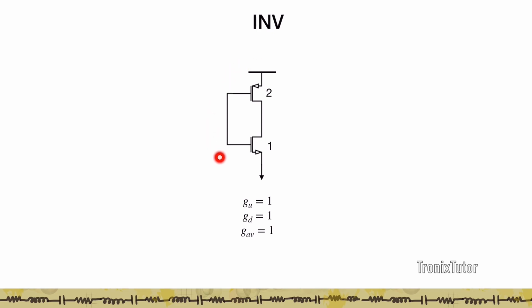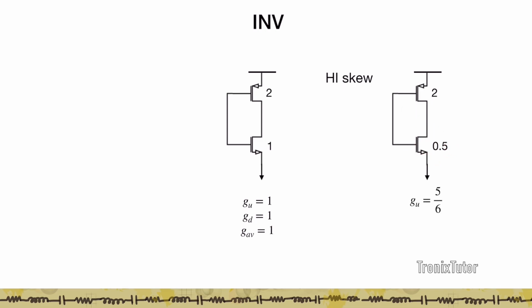The smallest inverter in our technology is a 2-1 inverter, which has a pull-up and pull-down logical effort of 1 and an average logical effort of 1. Now, if I want to design the high skew of this inverter, we'll keep the size of the PMOS the same, but reduce the size of the NMOS by half. The pull-up resistance is the same as that of the inverter, and the pull-down resistance has become twice that of the inverter. Because I've reduced the input capacitance at this node, the pull-up logical effort is reduced to 5/6. The pull-down logical effort is 5/3, and so the average logical effort of this gate is 5/4.